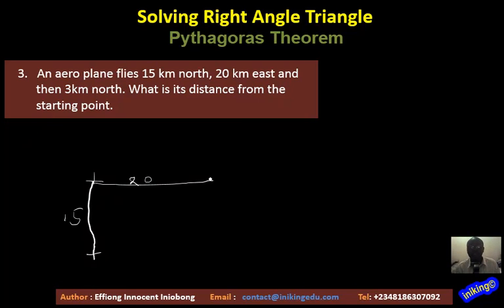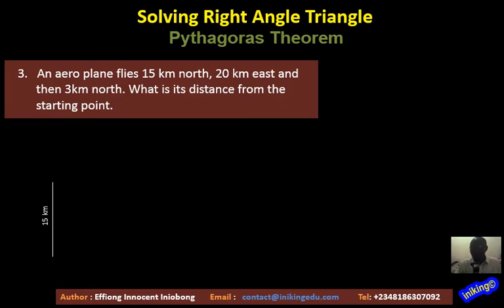And then on arriving at this point, we are told again it goes 3 kilometers north. So up north, just 3 kilometers. What is the distance from the starting point? This is my starting point, and that's my end point. We are asked to find that distance. There. That's just it. So let's draw this out neatly.